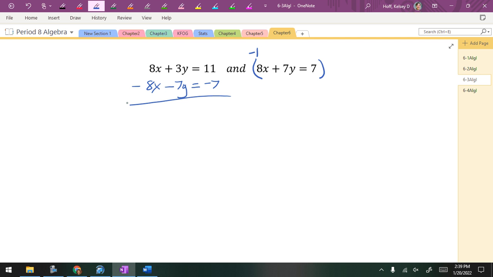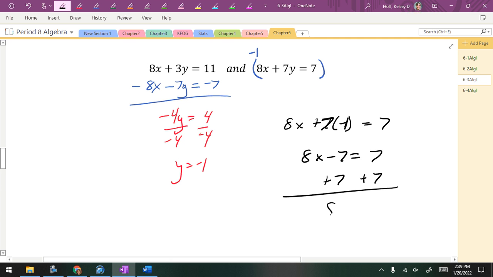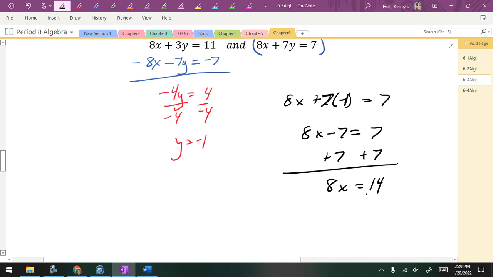Yeah, probably. You got a fraction? Yeah. Negative 4y equals 4? It's 14 divided by 8. Negative 1. 8x plus 7 times negative 1 equals 7. 8x minus 7 equals 7. Plus 7. 14 over 8, divide by 8, 7 over 4?